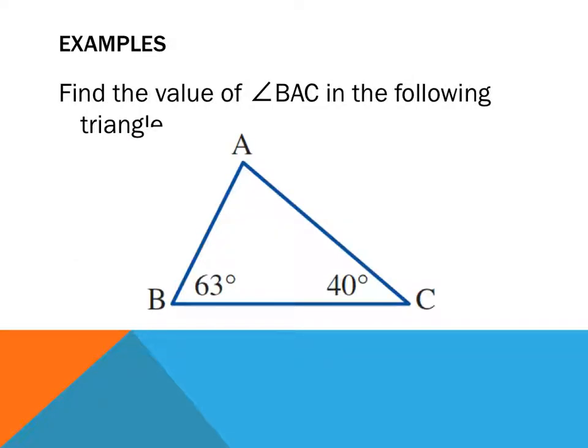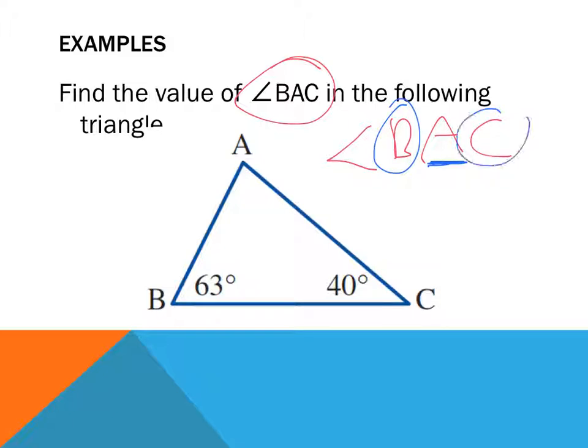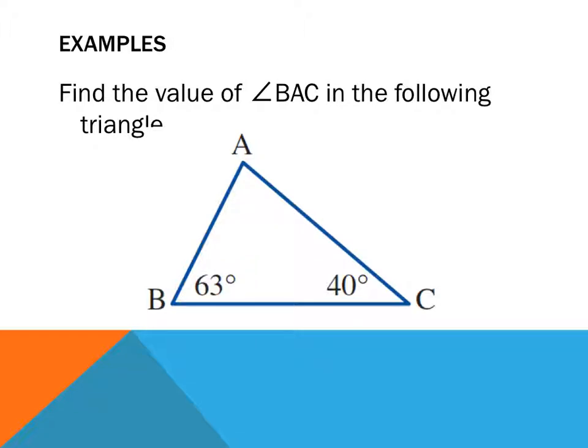So let's have a look at some examples of when we're asked to apply this. Find the value of BAC in the following triangle. Now, if I get given an angle like this, where it says angle BAC, it's asking me for only one particular angle. A is going to be the apex, the bit in the middle, and the other two rays are going to point out to B and point out to C. So that's going to be this angle in here.